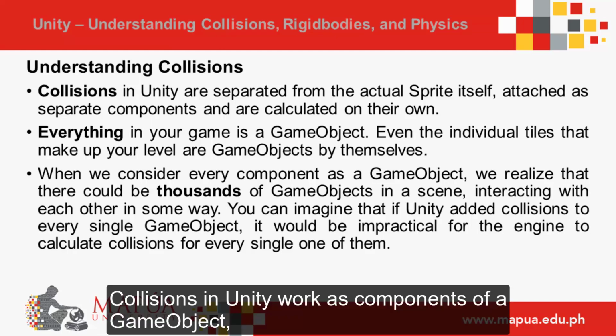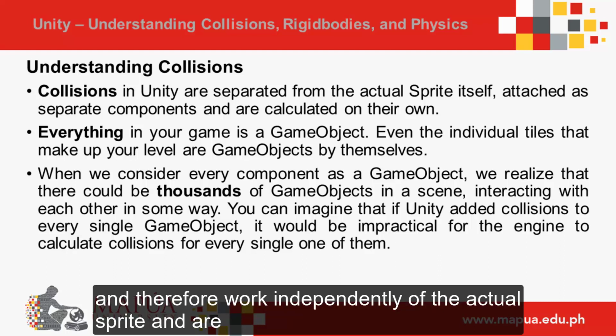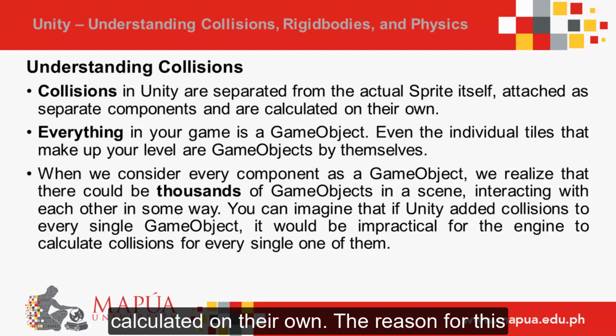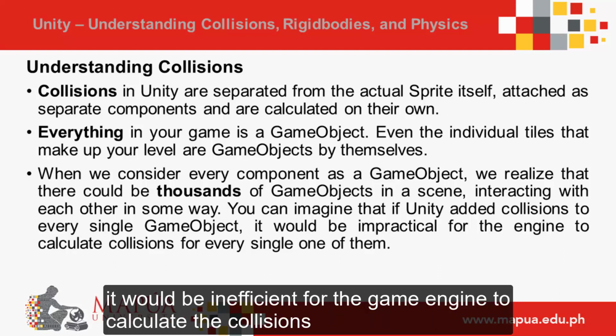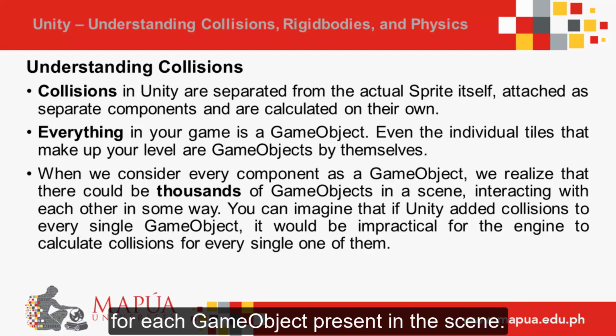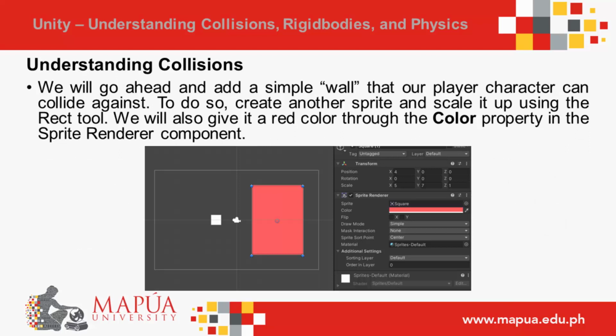Collisions in Unity work as components of a game object, and therefore work independently of the actual sprite and are calculated on their own. The reason for this is that since everything in the game consists of game objects, it would be inefficient for the game engine to calculate the collisions for each game object present in the scene.